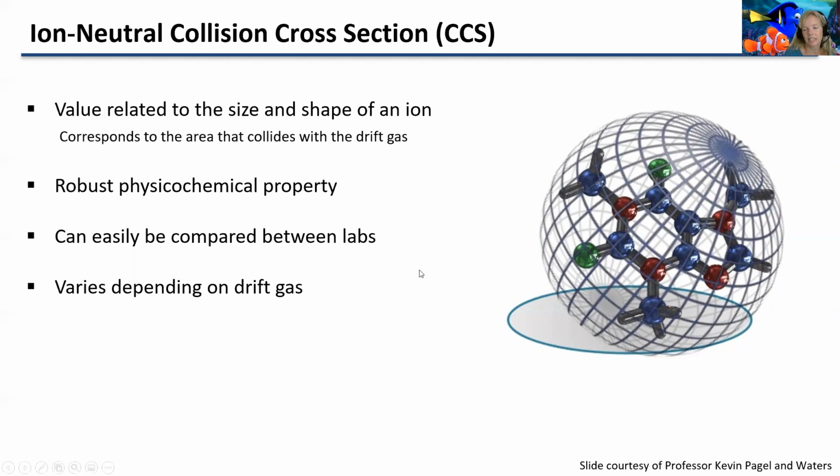So because we can take those drift times and move them to the collision cross section, we can also compare these values in different labs, because the collision cross section brings into the calculation the pressure, the length of the cell, and the temperature. However, again, remember that the drift gas you use in your system is very important for this value.